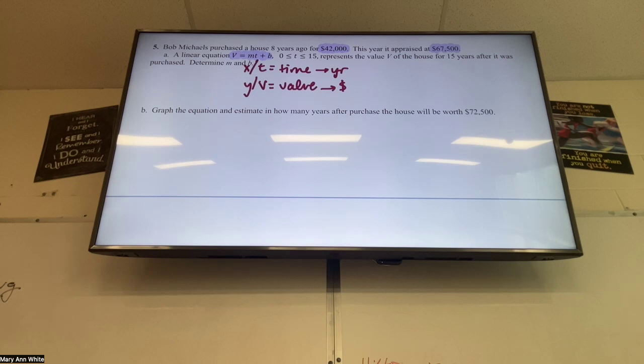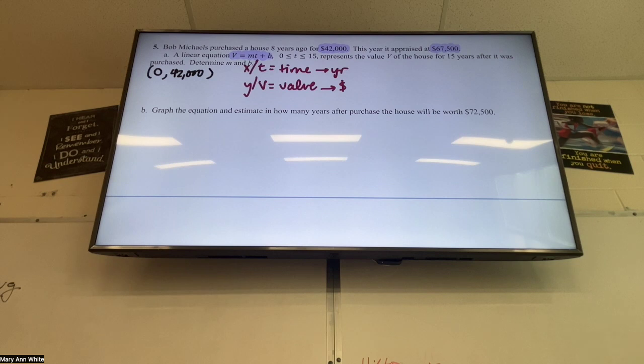First thing we need to do though is write this linear equation. We've got to find out what our M is. And in order to find our M, I like to think of those values in ordered pairs, okay? The easiest thing I think is we're going to start at year 0. So this person has owned the house for 0 years. How much did it cost? $42,000. Good. So at 0 years, we haven't owned it yet. We just bought it. $42,000.